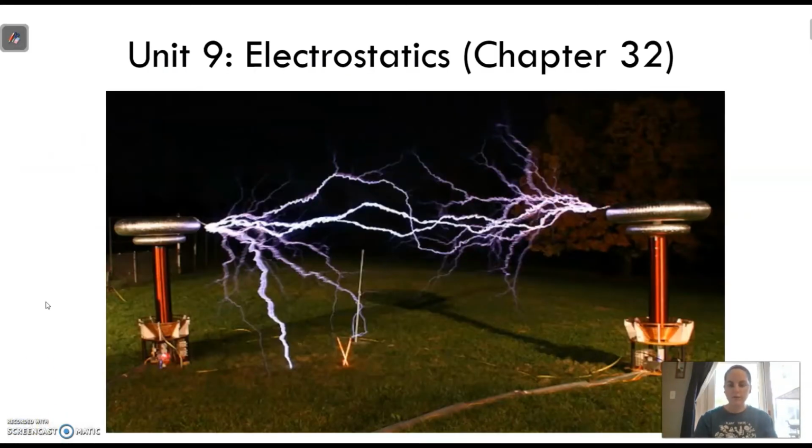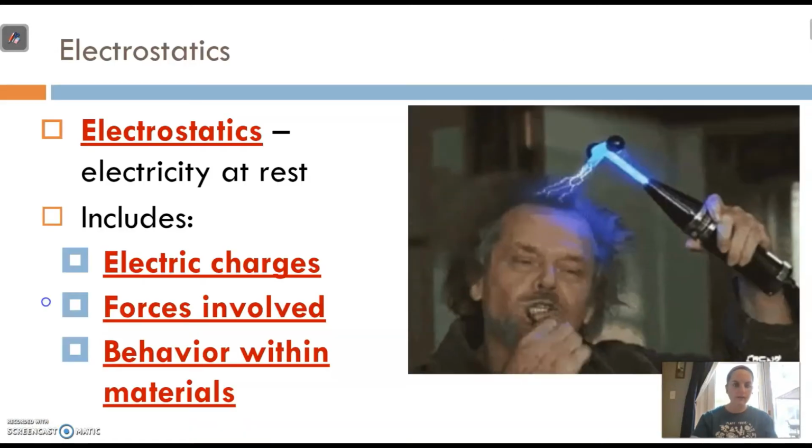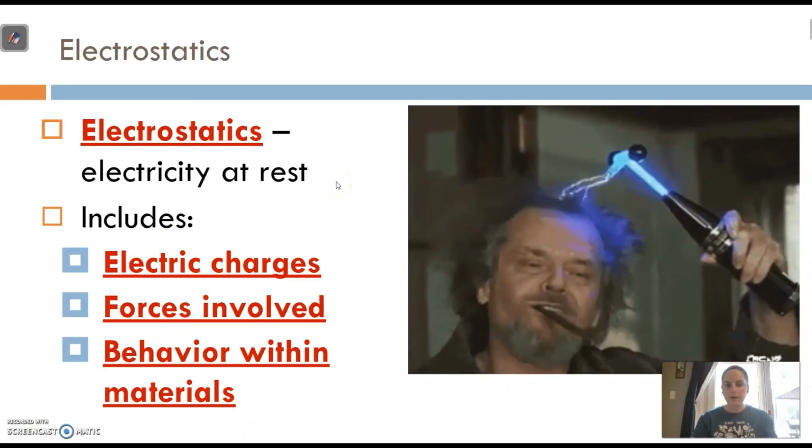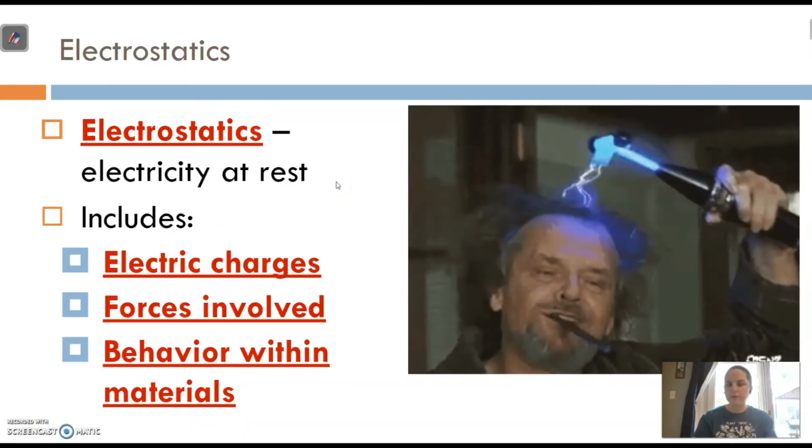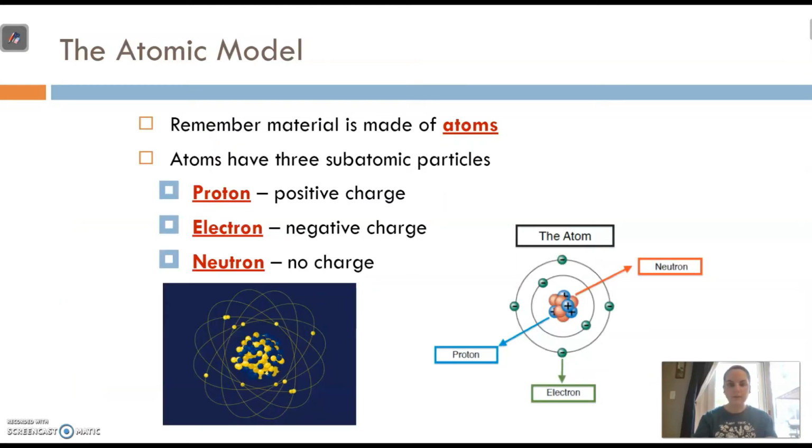All right, so let's review some electrostatics. What we're going to talk about is electric charges, the forces involved, and the behavior within the materials. And we all have to remember the atomic model. Remember, all material is made up of atoms, and within those atoms we have 3 subatomic particles: the proton, the neutron, and the electron. Protons have positive charges, electrons have negative charges, and neutrons have no charge, or they're neutral.